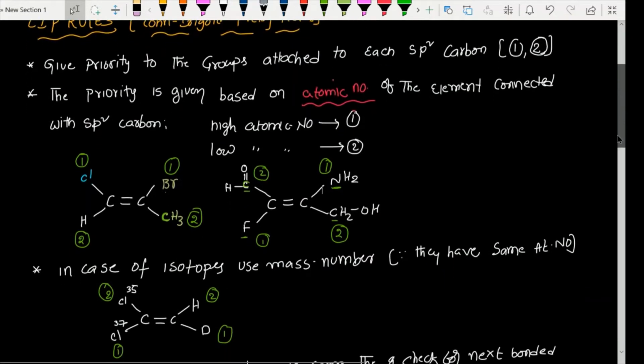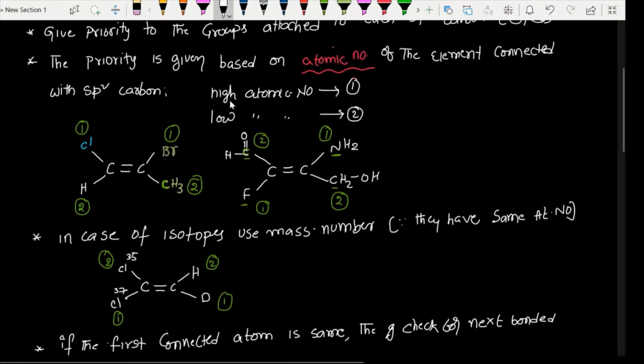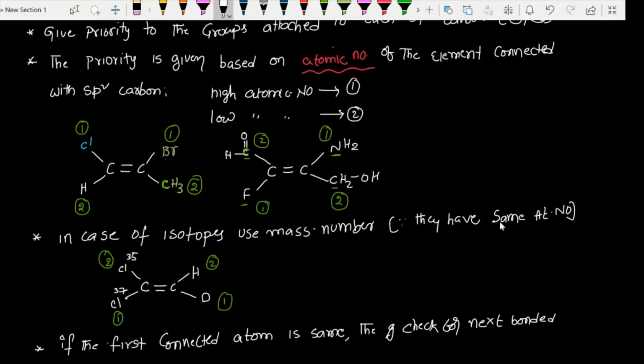But in some cases we will get isotopes. Isotopes have the same atomic number, so we cannot compare using atomic number. Then we have to go through the atomic mass, the mass number. For example, chlorine 35 and chlorine 37. Chlorine 37 has the highest mass number, so it is priority 1 and the other priority 2. And here, hydrogen and deuterium: deuterium has the higher mass number, so 1 and 2.